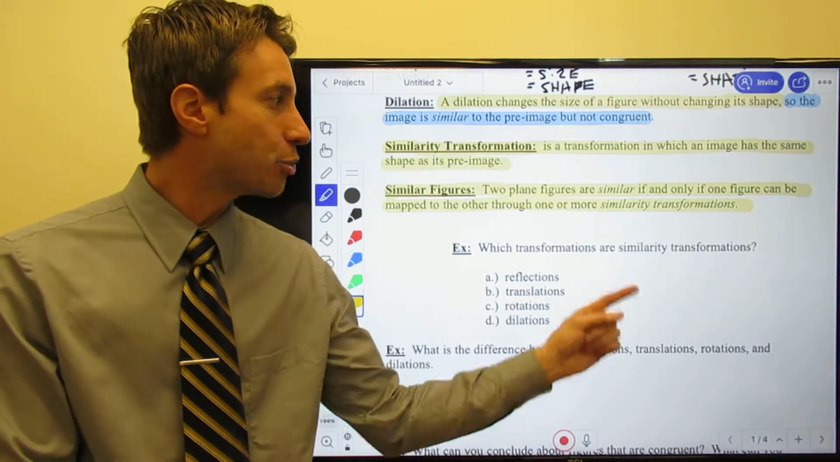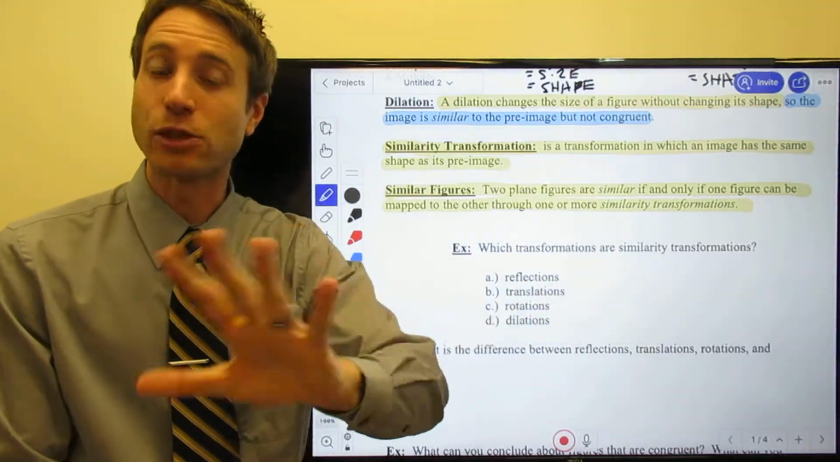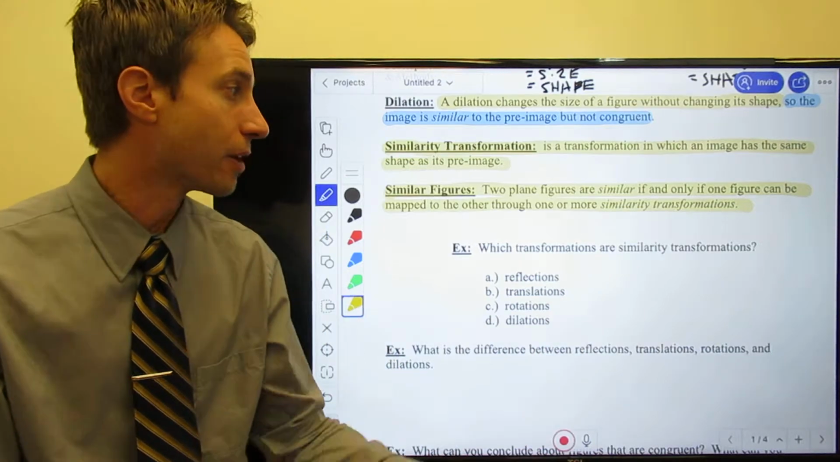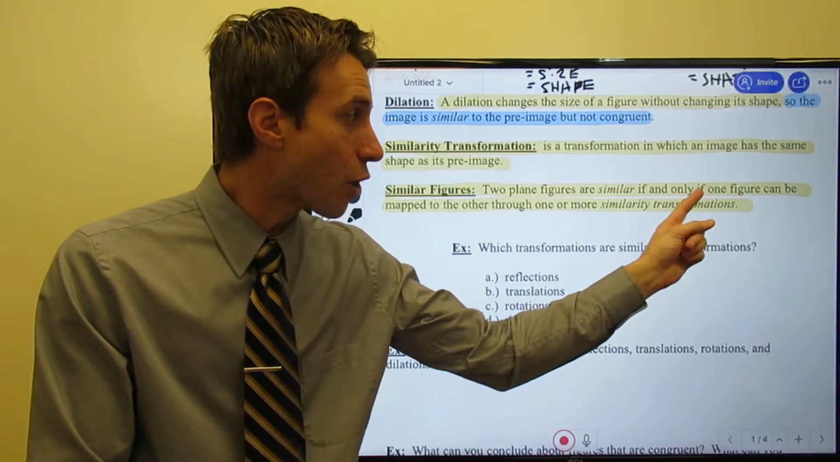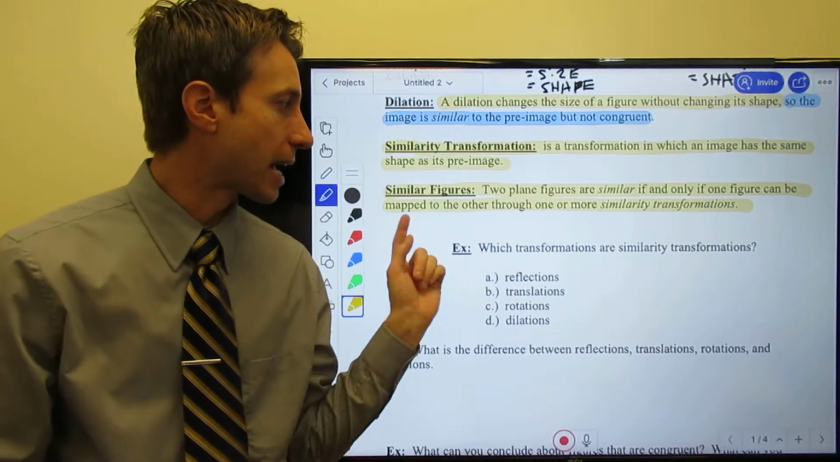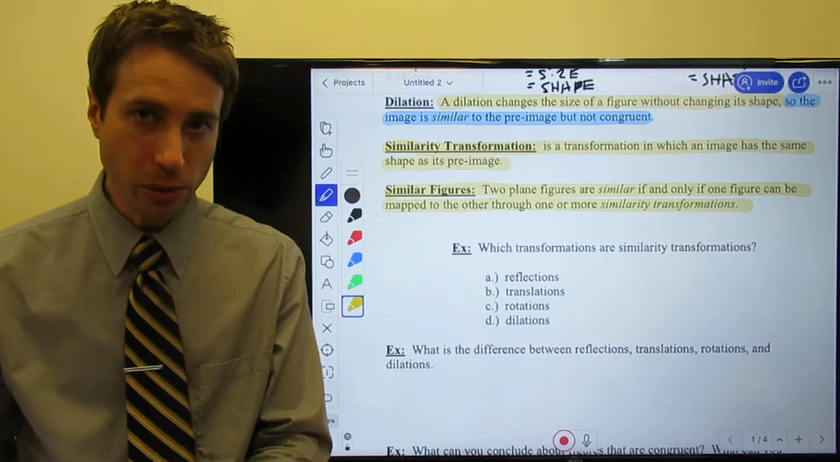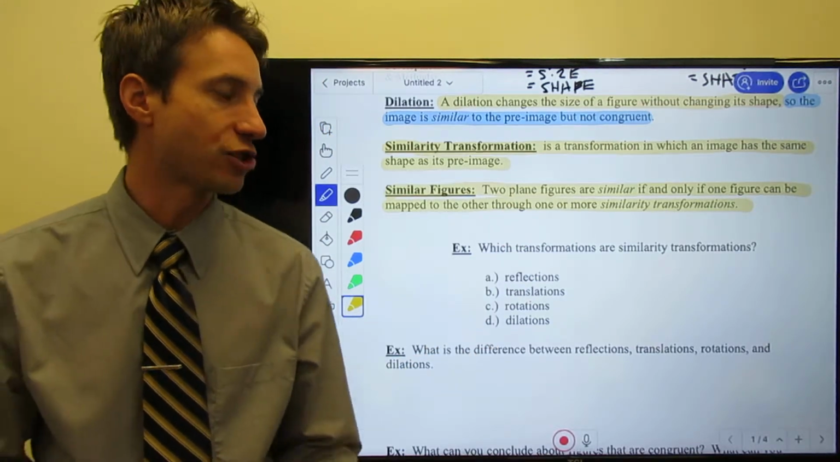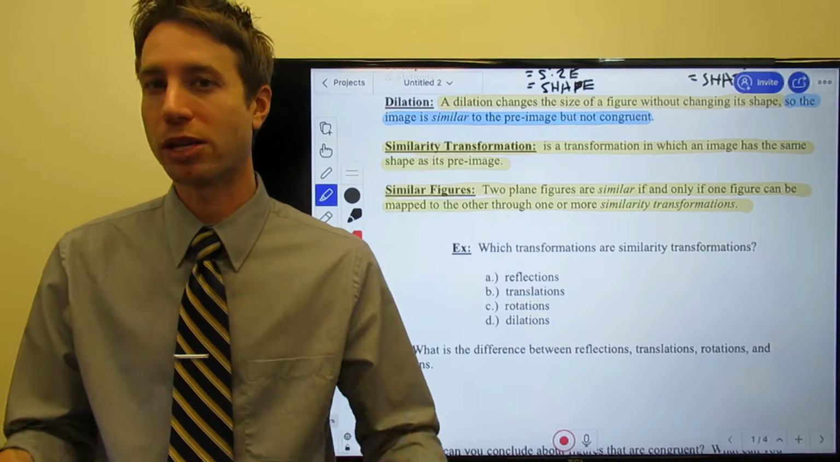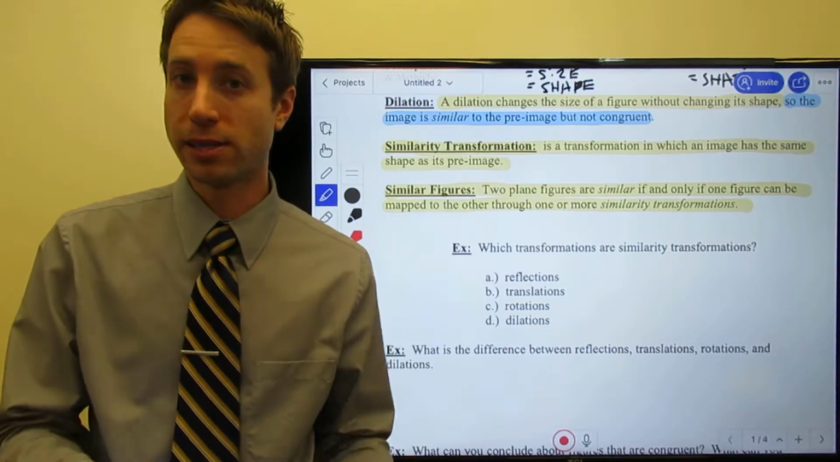The only way that you can say figures are similar, right? That's why this is an if and only if. So, figures are similar if and only if one figure can be mapped to the other figure through similarity transformations. Now, let's talk about what transformations are similar.